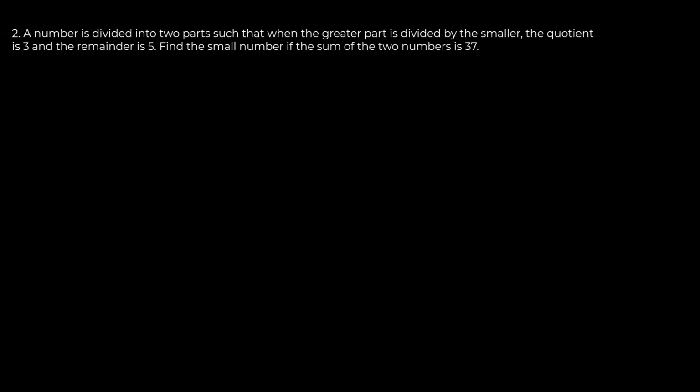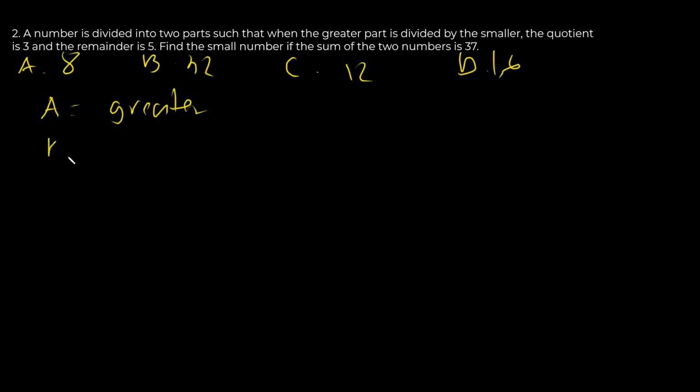A number is divided into two parts, such that when the greater part is divided by the smaller, the quotient is 3 and the remainder is 5. Find the smaller number if the sum of the two numbers is 29. So, kuntahay, ang choices sa problem is A equal to 8, B is 32, C is 12, D is 16. And let's say si A ang greater number and si B is ang smaller number.